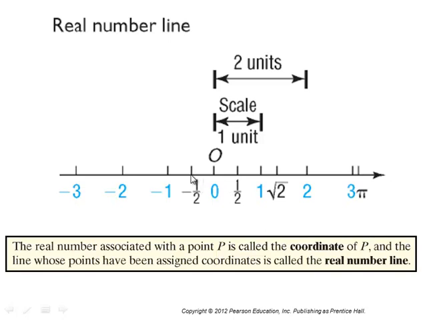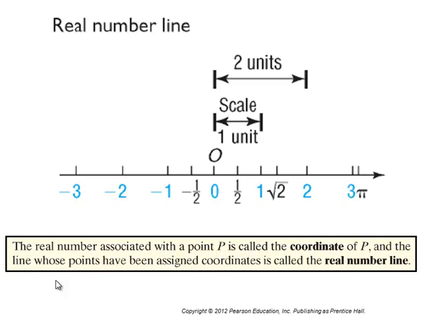So the location of a number, we say that that location is a point. We can call that point any letter of the alphabet that you want, but suppose it's P. The number at that point P, we call that the coordinate of P. What's the coordinate of P? Well, it's the number. So, for example, if your point was here at 2, the coordinate of P would be 2. Okay?